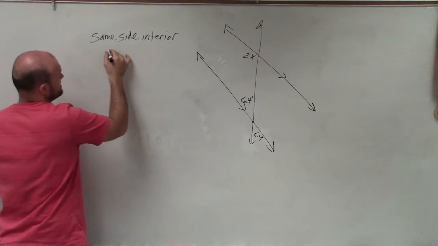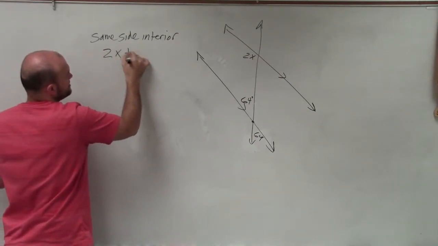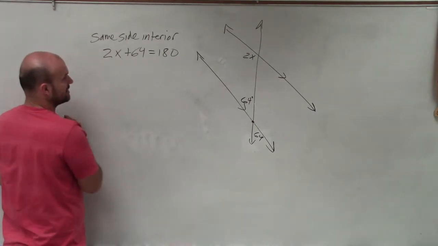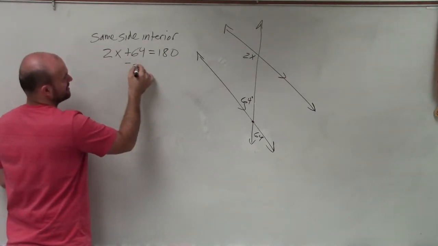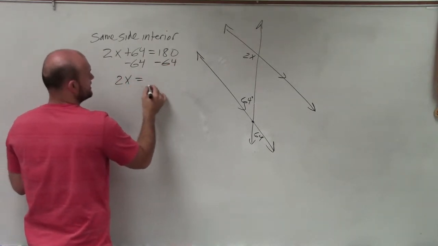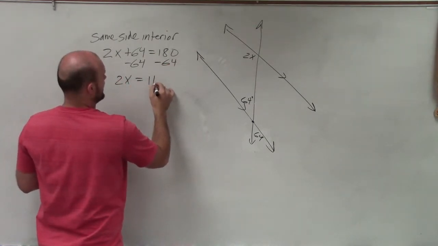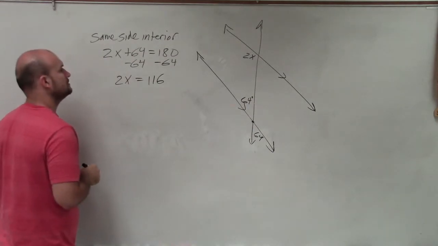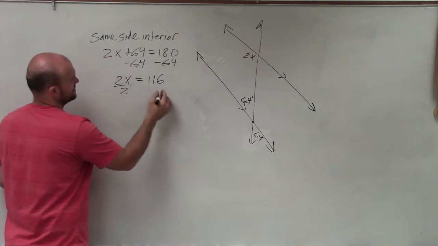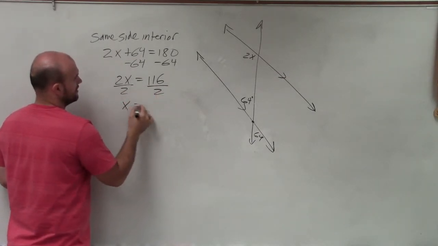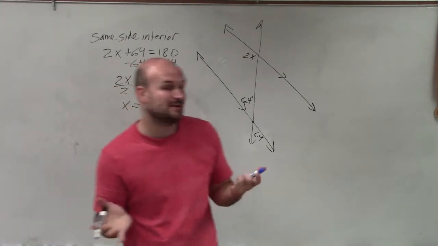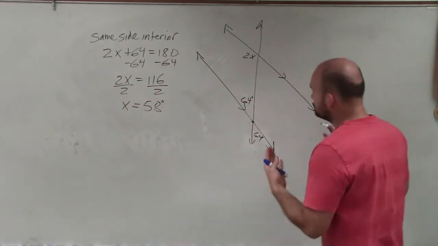So therefore, since same side interior is supplementary, I'll say 2x plus 64 is equal to 180. Now, I go ahead and solve for x by solving my two-step equation. So I subtract 64, and I get 2x equals 116. Now, divide by 2, x equals 58 degrees. Now, that's not the only way we can do this, because remember, there's two different relationships.